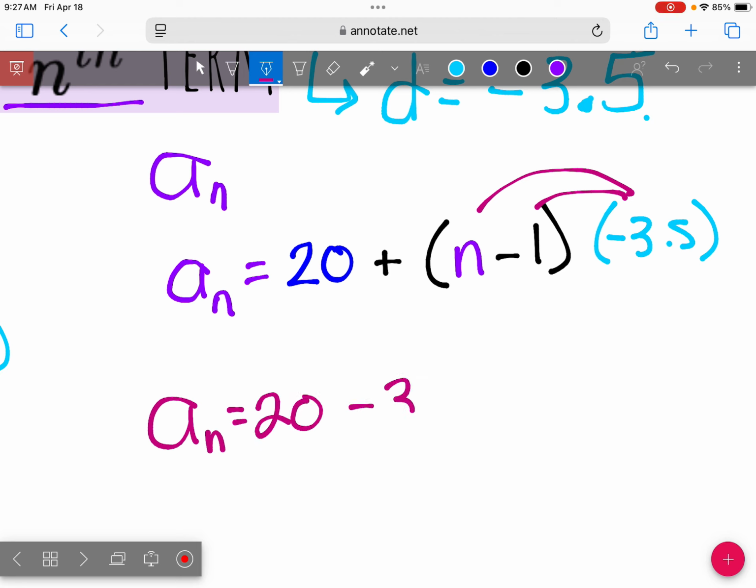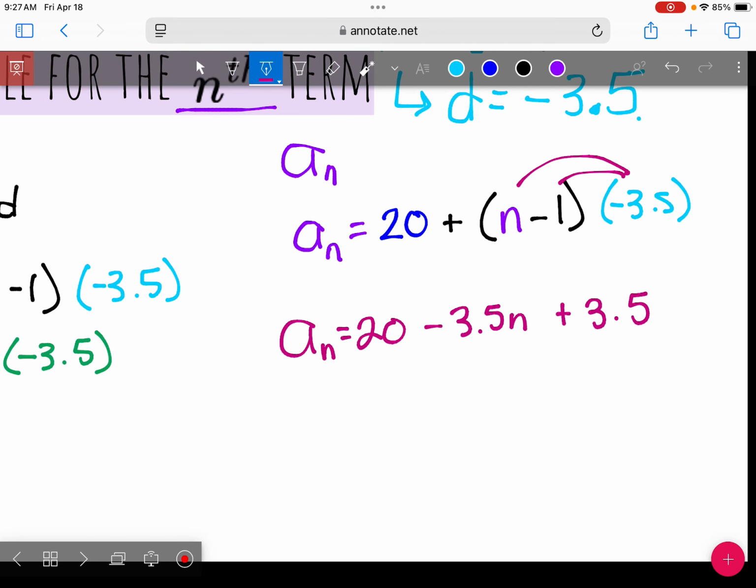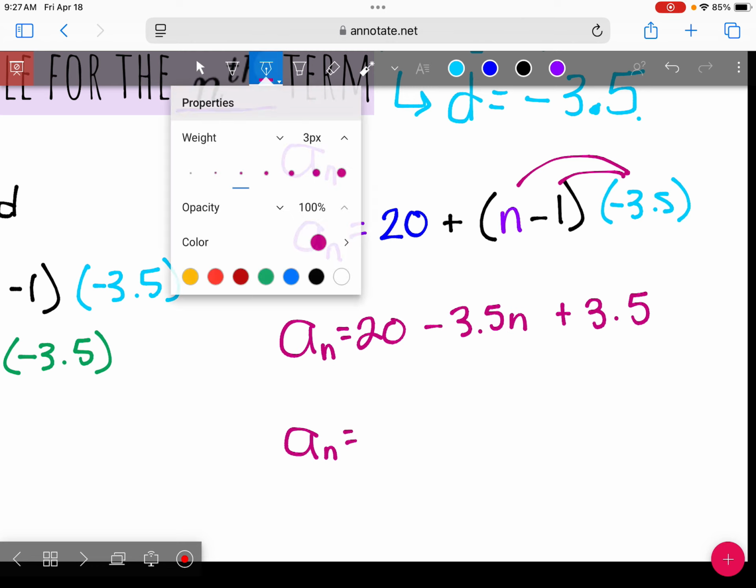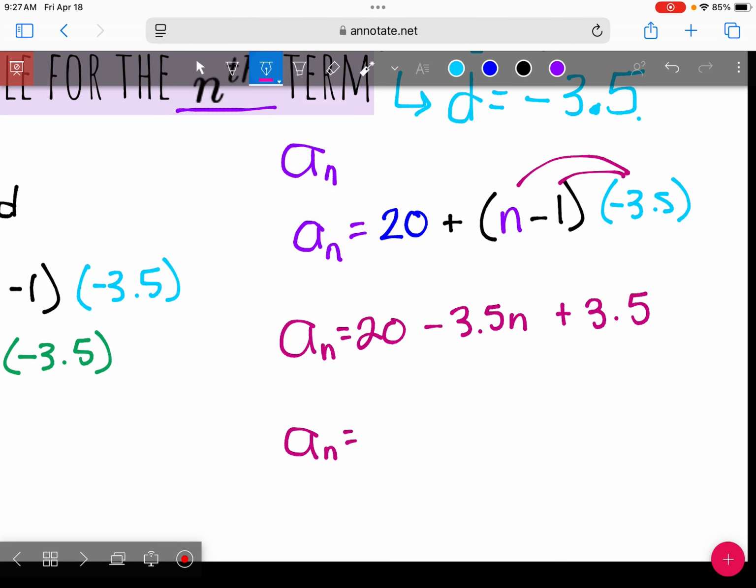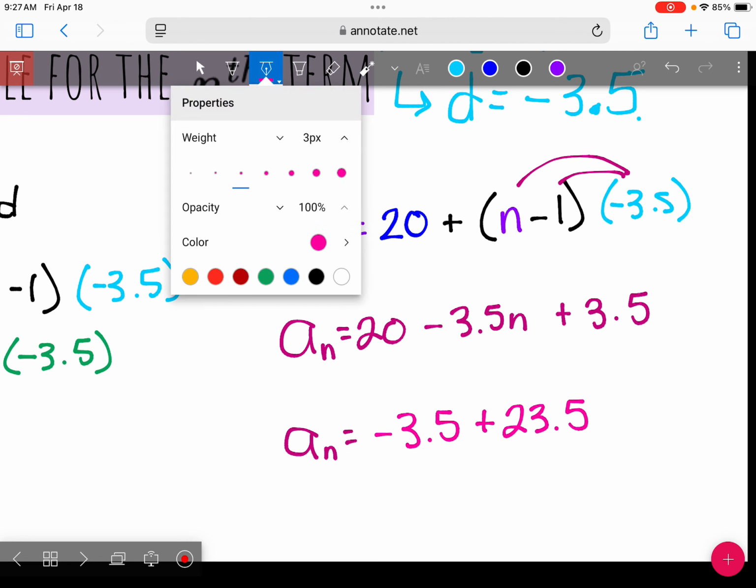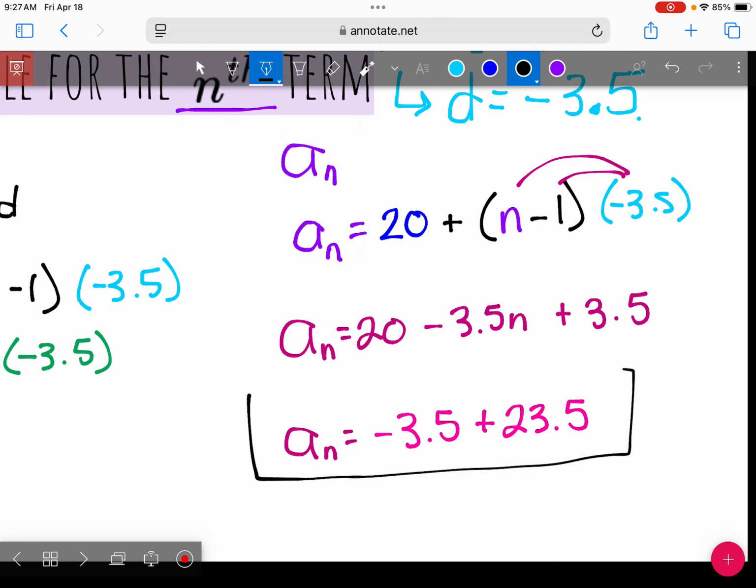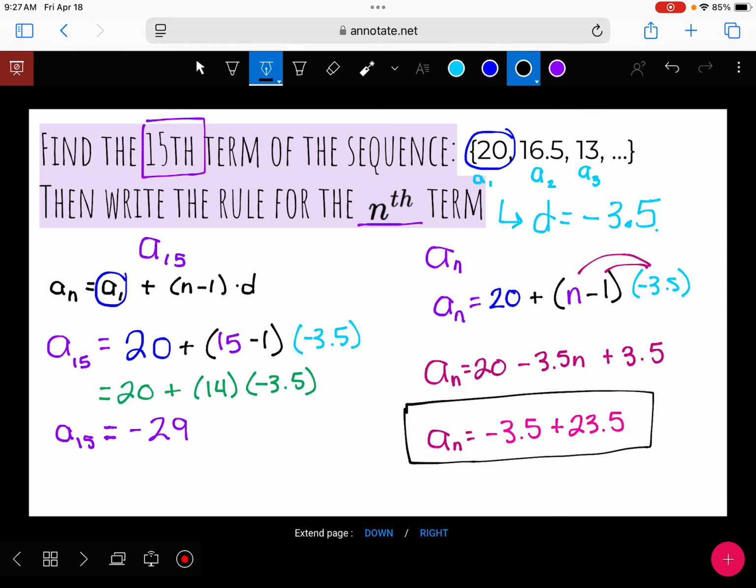N times minus 3.5, we get minus 3.5n. Minus 1 times 3.5, we get plus 3.5. What are we going to get as our equation when we finish this out? A sub n equals negative 3.5n plus 23.5. So this is how I could find absolutely any term. If I wanted to find term number 4, I could. If I wanted to find term number 400, I could.